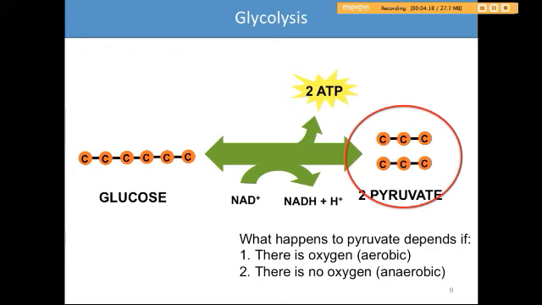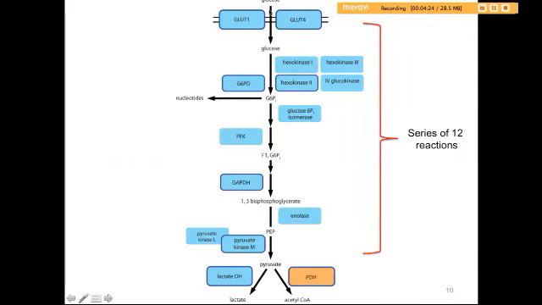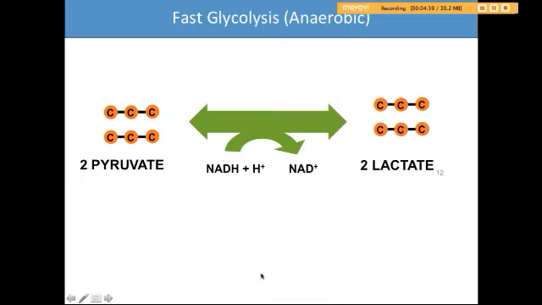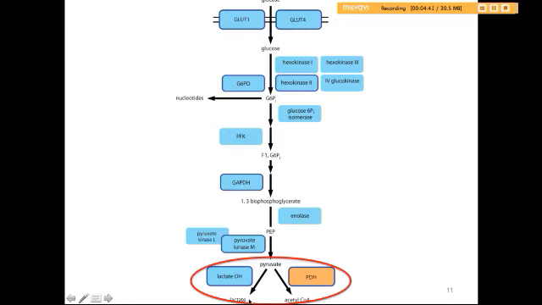What happens to this pyruvate molecule then depends whether we're in the aerobic environment or the anaerobic environment. Here's an image of glucose. So glucose enters the cell through cell transport proteins, goes through 12 chemical reactions called glycolysis, and you end up with pyruvate. In the absence of oxygen, pyruvate will be exposed to lactate dehydrogenase to produce lactate molecules.